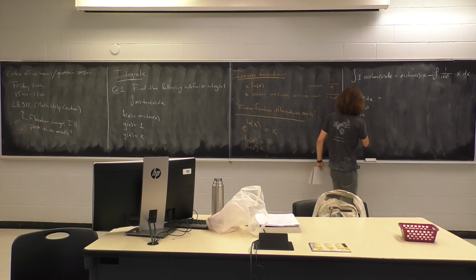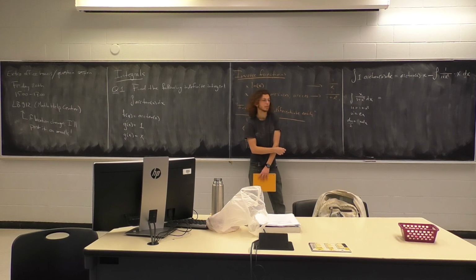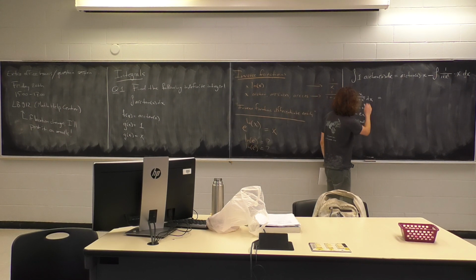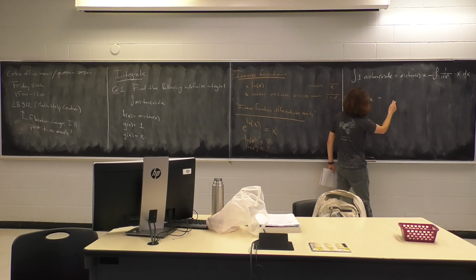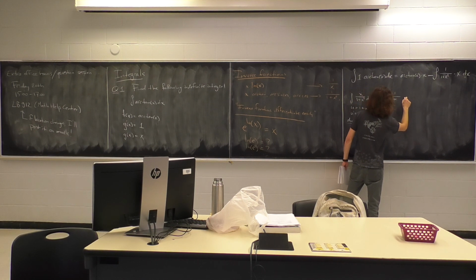So if u prime is 2x, du will be 2x dx. In this case, maybe I want to take the 2 to the other side. So we have du over 2 equals x dx. So this x dx, this x on the top, gets absorbed in the dx, and we're left with the integral of 1 over u du.